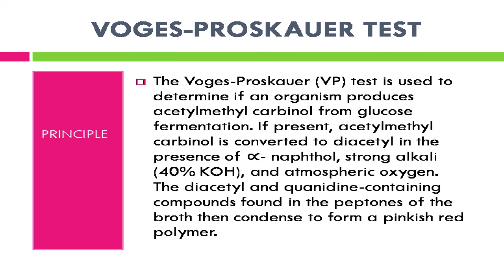Voges-Proskauer test. The Voges-Proskauer test is used to determine if an organism produces acetyl-methylcarbinol from glucose fermentation. If present, acetyl-methylcarbinol is converted to diacetyl in the presence of alpha-naphthol, strong alkali, and atmospheric oxygen. The diacetyl and a guanidine-containing compound from the peptones of the broth then condense to form a pinkish red polymer.